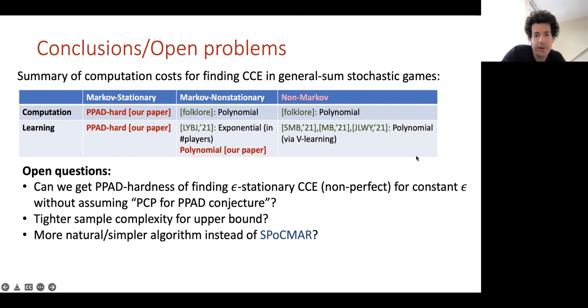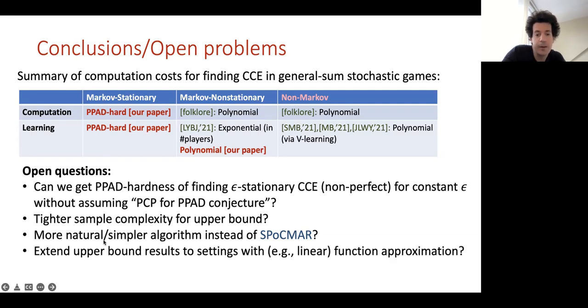And on the complexity side, it'd be nice to remove this PCP assumption for the hardness of imperfect epsilon stationary CCE, for constant epsilons. And of course, the standard thing that people are interested in here: what happens beyond the tabular case, where you have finite states and actions, and you want to do function approximation as well.